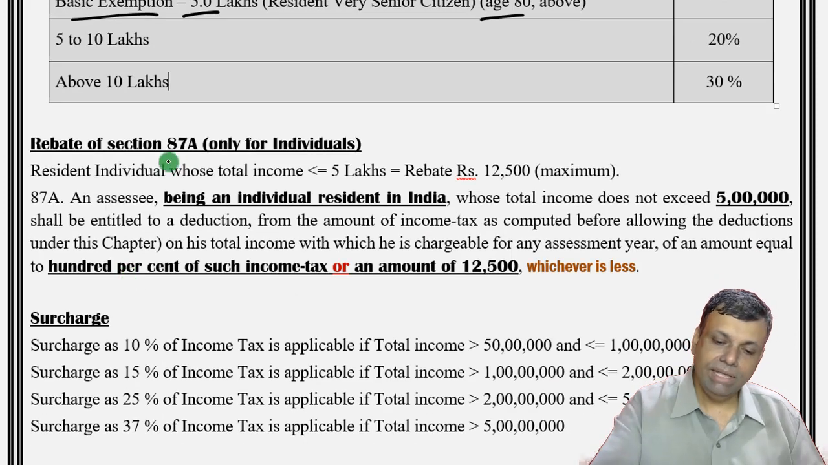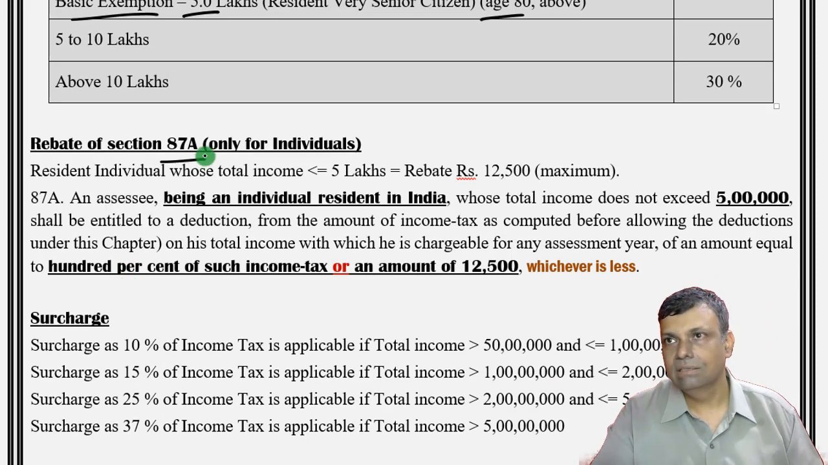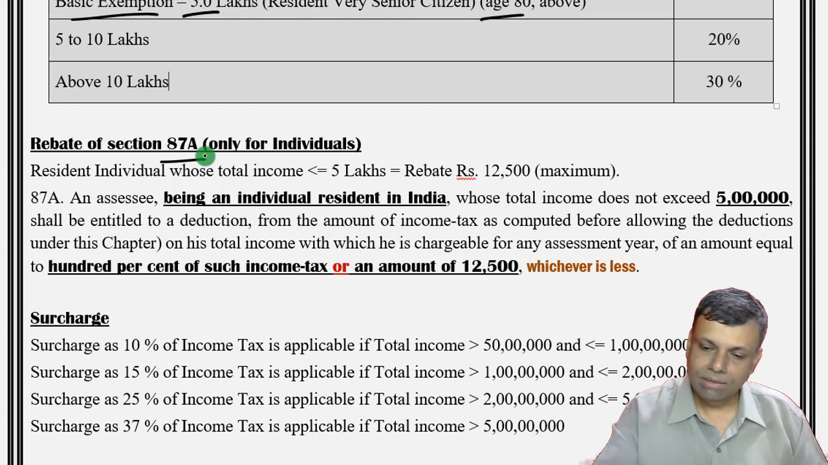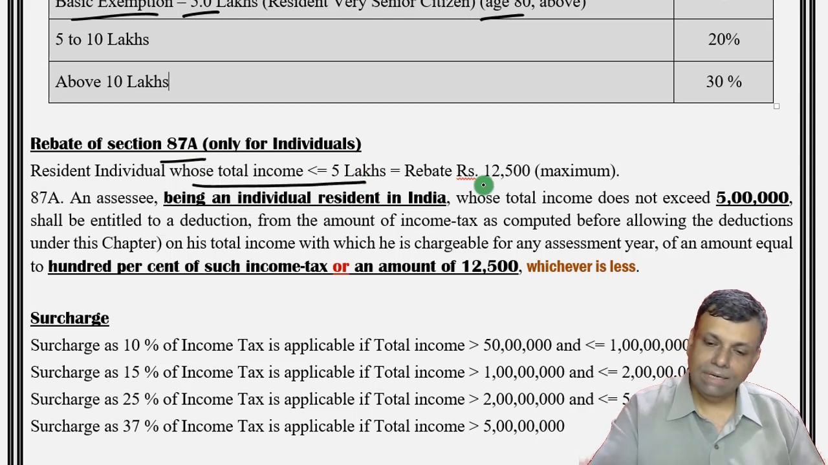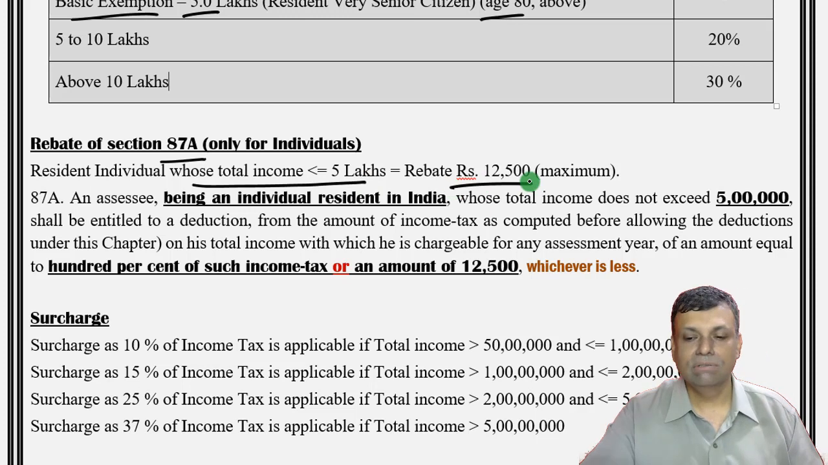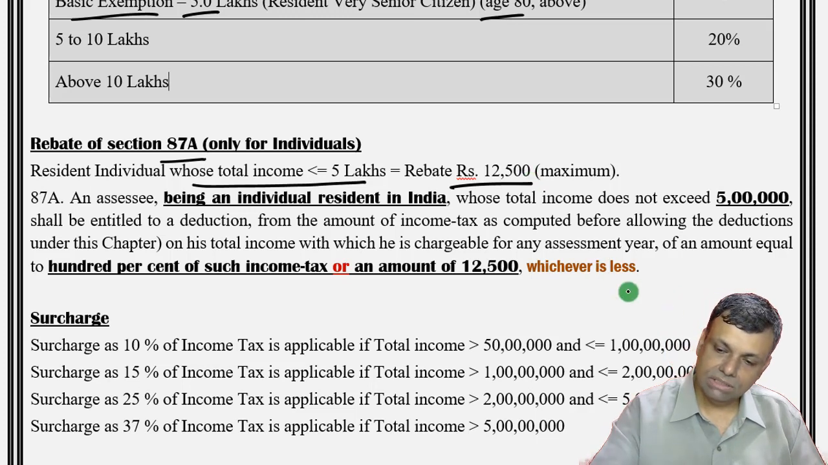Okay, the 87A rebate, which I already told you has an increase in the limit: where total income is less than or equal to 5 lakhs, the rebate is 12,500, that is the maximum. So basically it's the tax liability or the rebate amount of 12,500, whichever is less. Okay, so whichever is less.